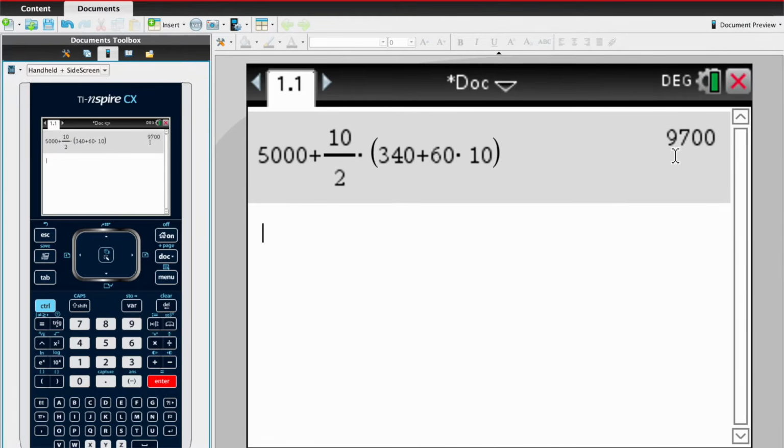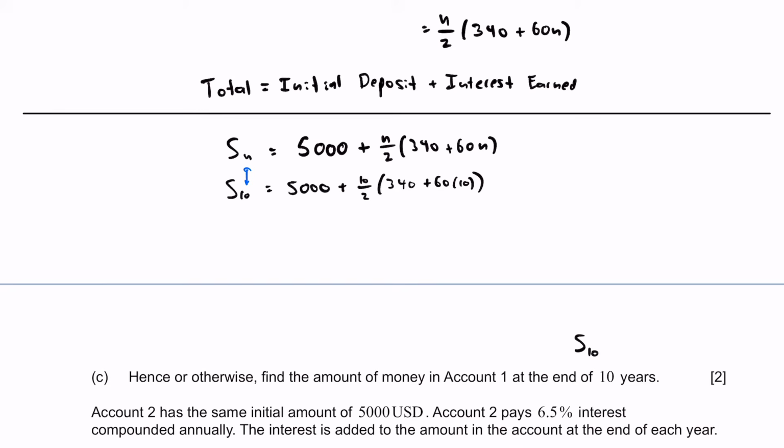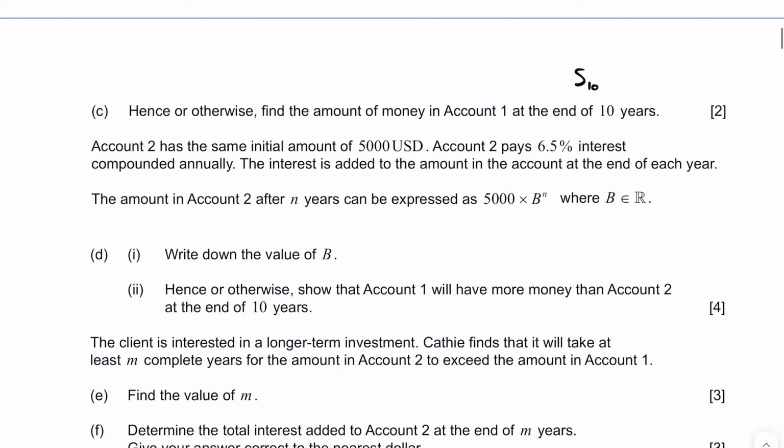So let's go back to the document and write that out. S10 is equal to 9,700. Let's make a little room and put the dollar sign. All right, so looks good so far. Let's go on.